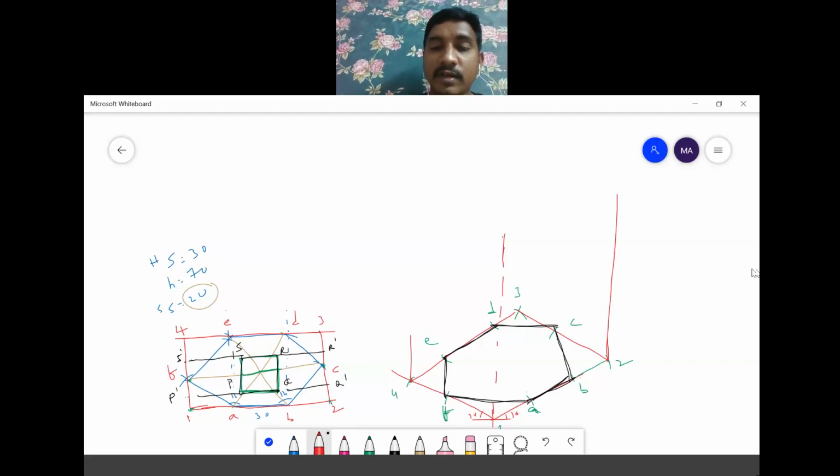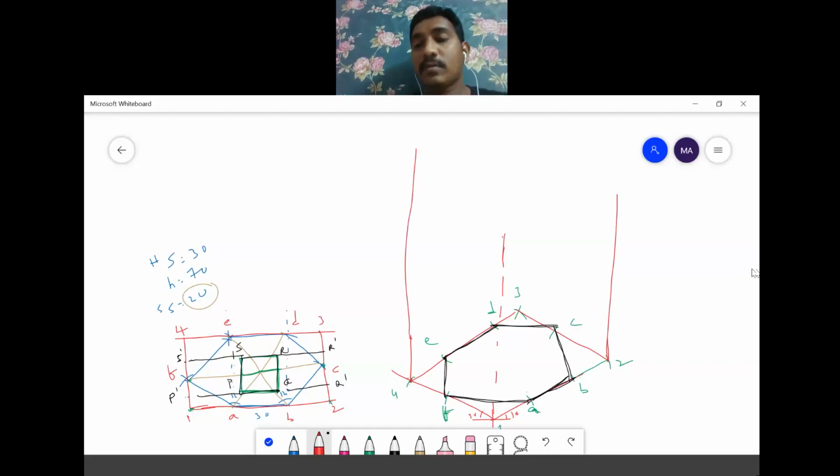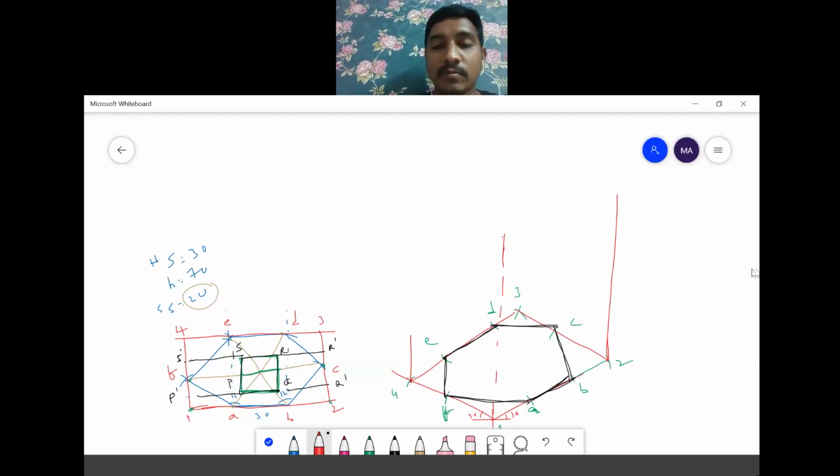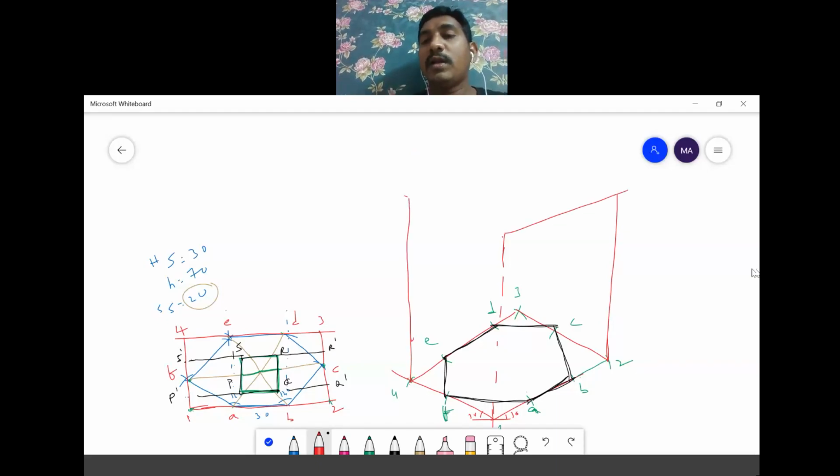Extending this to 70. Sorry. This to 70. I am joining these two. Now again I'm measuring this distance and cutting from 1 to 2. This is 1 dash, this is 2 dash, this is 4 dash.